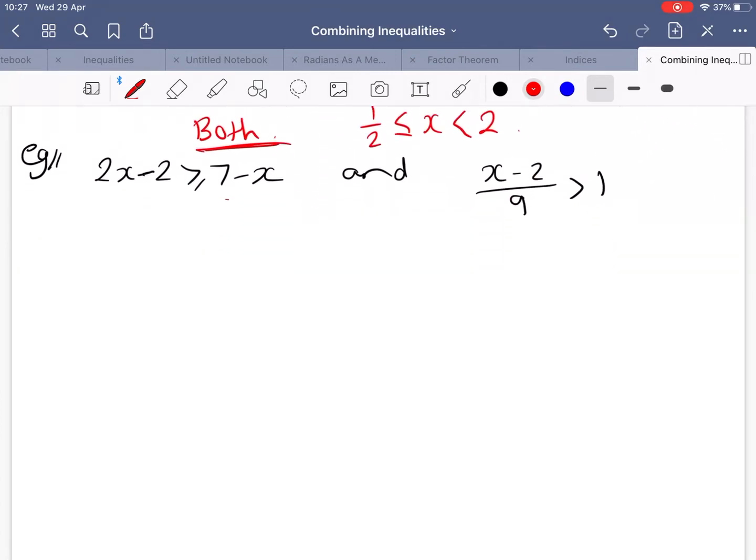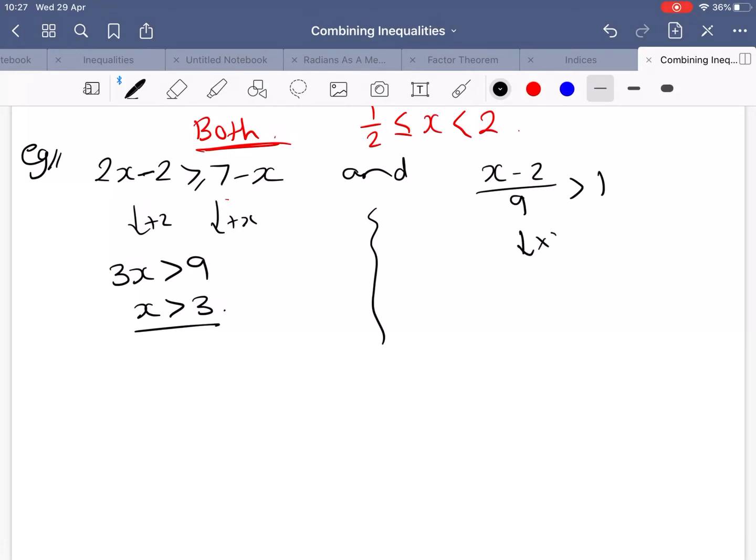So I'll do a second linear one. Again, the first step is we solve the two inequalities. I'm going to add x, and I'm going to add the 2 at the same time. So I get 3x is greater than 9, so x is greater than 3. The second inequality, I'm going to multiply by 9. Because x minus 2 is all over 9, that just becomes x minus 2 is greater than 9, because I'm timesing 1 by 9. So x is greater than, add the 2, 11.